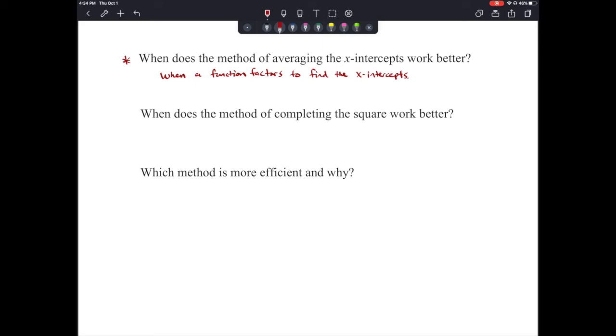Second question says, when does the method of completing the square work better? Well, I would say probably when it doesn't factor, right? So, I'm getting low on battery, better hurry up. So when the function does not factor, and we could even put some extra detail in here, like something about our B term. I think we liked when our B term was even, right? So we could even throw in here, especially when the B term is even.